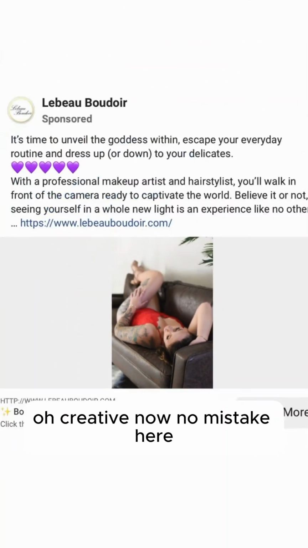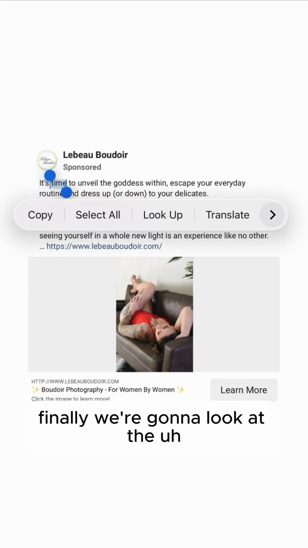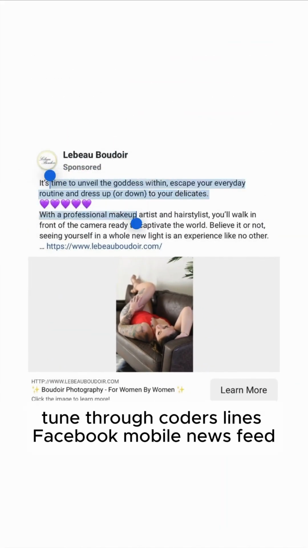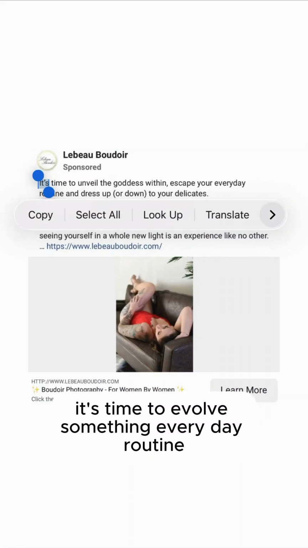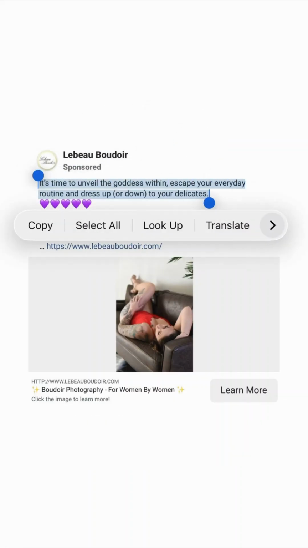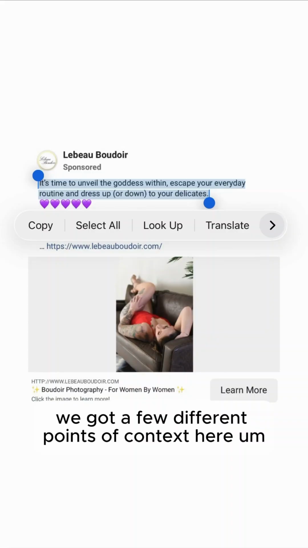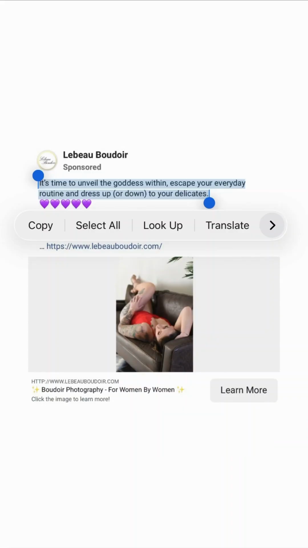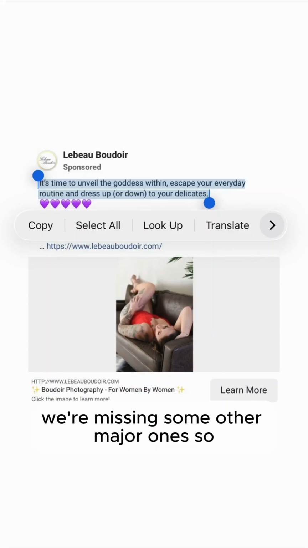Creative, no mistake here. Finally, we're gonna look at the see more headline. First 2 and 3 quarters lines, Facebook mobile news feed. All right, so the only words we get, it's time to your everyday routine. Okay, we've got a few different points of context here. But we're missing some other major ones.